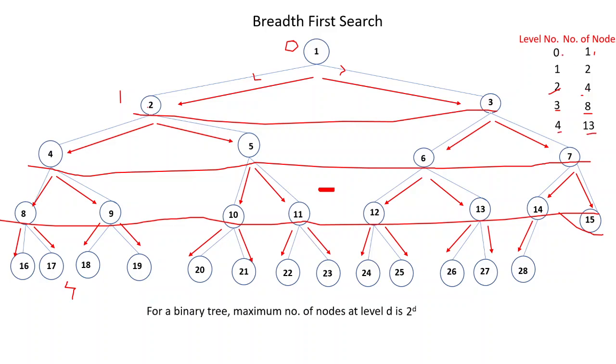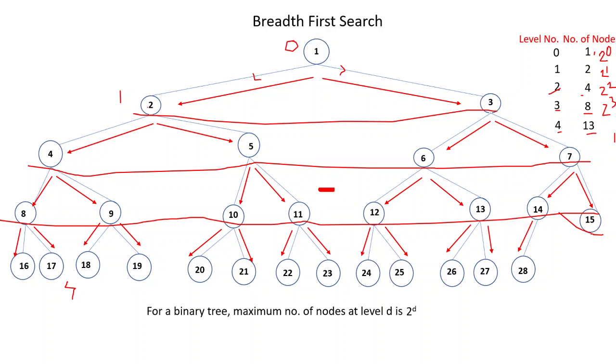So this can be rephrased as: level number 0 contains 2 to the power 0 nodes. Level number 1 contains 2 to the power 1 nodes. Level number 2 contains 2 to the power 2 nodes. Level number 3 contains 2 cube nodes. And 2 to the power 4 is equal to 16.